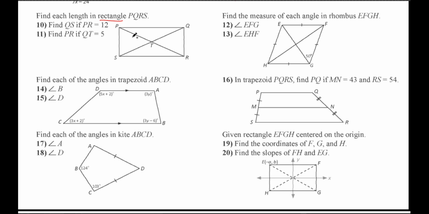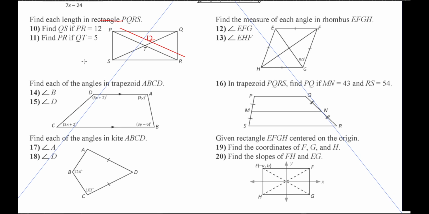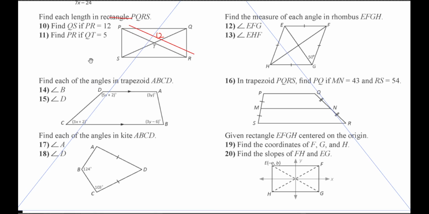If they tell you that PR, that whole thing right there from P to R, is 12, let's put it in red. If that whole thing is 12, then what is QS? That's 12 as well. All right, easy. They bisect each other. That's enough of that. What about this?